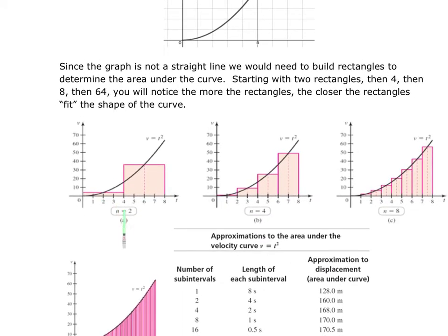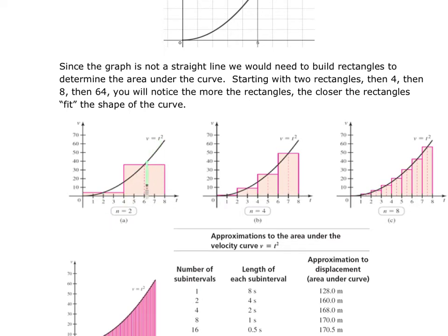Now, if I have two rectangles, my first rectangle will be 4 wide, and my second rectangle will also be 4 wide. So 8 divided by 2 is 4, so its width is 4. And then the height is going to be determined at the midpoint. The halfway mark between 0 and 4 is 2, so the height of my rectangle is going to be my velocity defined at 2.